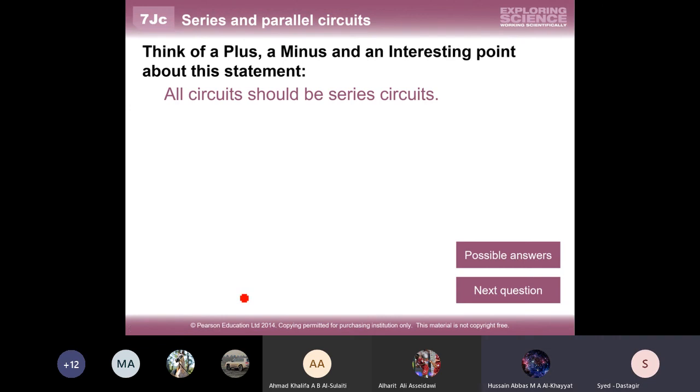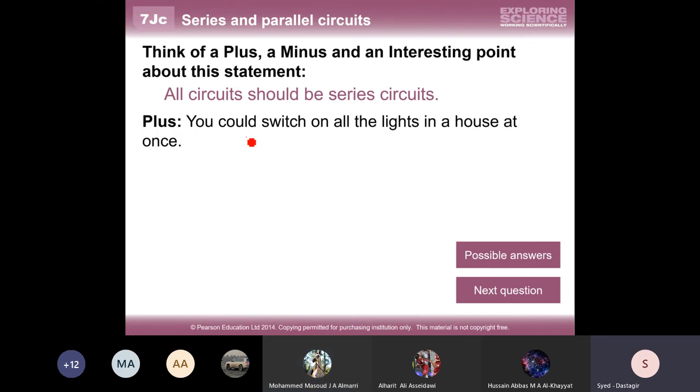Mohammed Masood? All circuits should be series circuits. Do you agree? No, because there are some places where we need to use parallel circuits. Yes, you could switch on all the lights in the house at once. That could be a benefit. But in a house, you might need just the right side or the left side bright, so that could be a bad point as well.